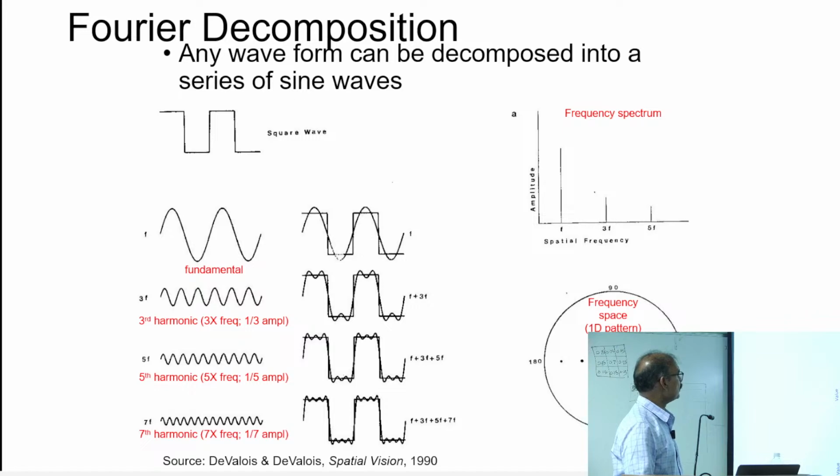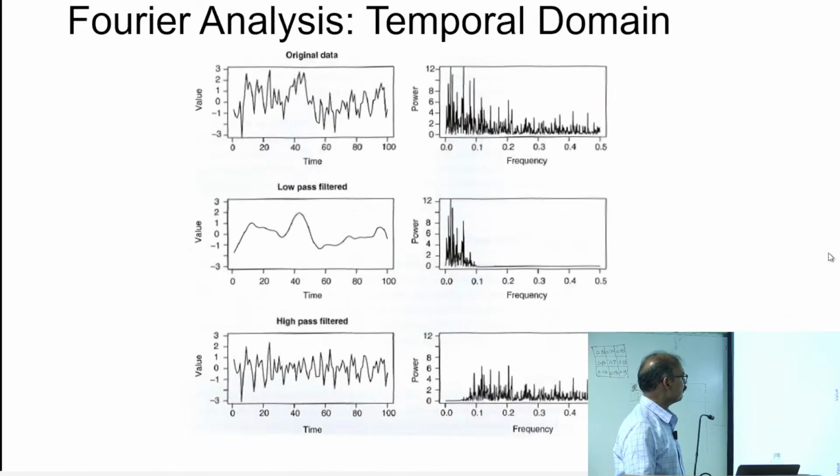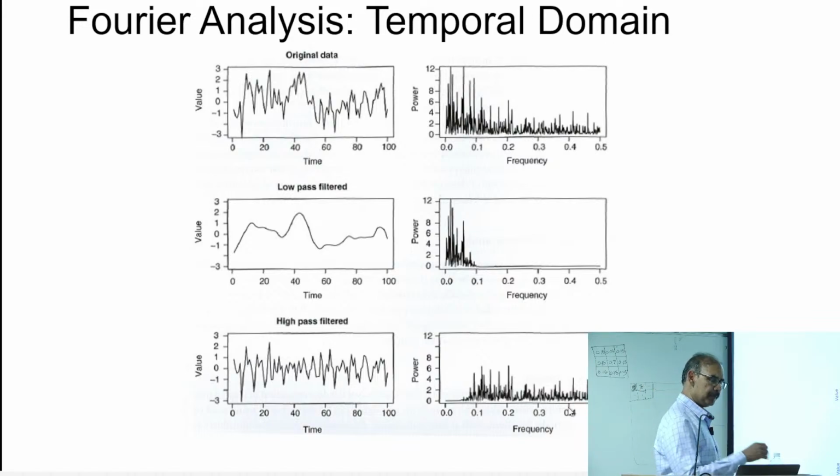So again, if this was the original data and the frequency looked like this, maybe we could use a low pass filter like this and remove it, and then we would get a signal like this, right? And then if we high pass the data, we would get a signal like this, and the frequency spectrum would look like this, right?